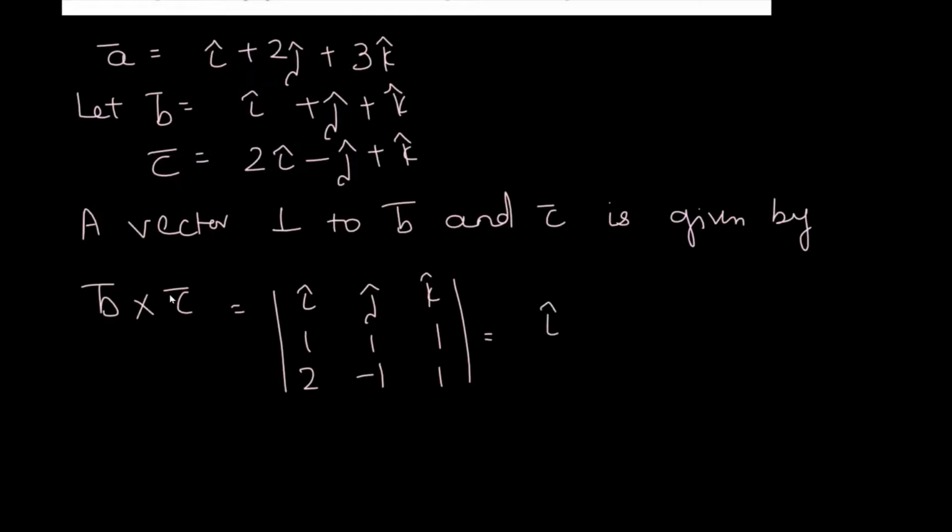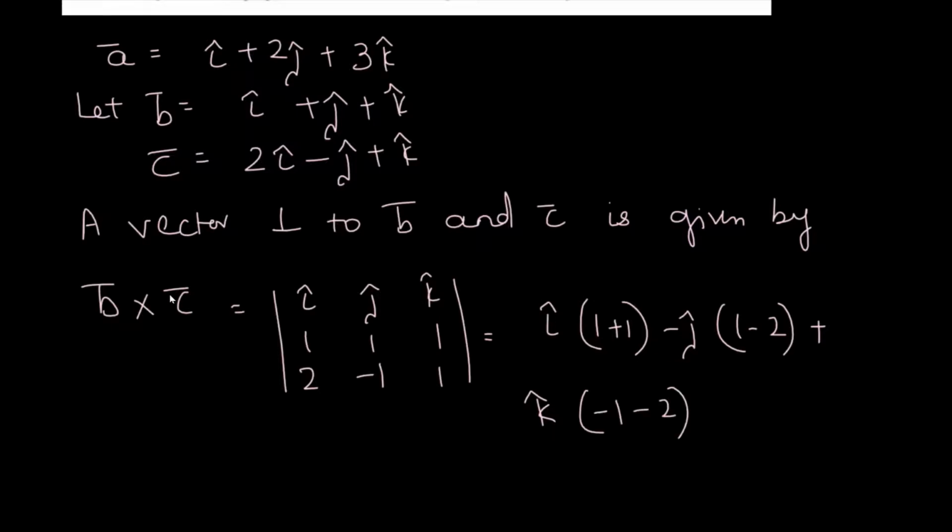So we get i into 1 plus 1, minus j into 1 minus 2, plus k into minus 1 minus 2, which comes out as 2i plus j minus 3k. So b cross c is a vector which is perpendicular to both b and c.